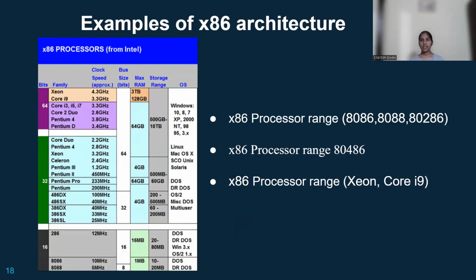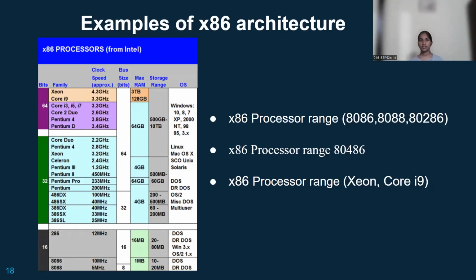x86 processor range 8486. Mainly, this range of processors belongs to 32-bit bus size with different clock speeds. For 486SX with 40 MHz and for 486DX with 100 MHz. The physical RAM can expand to 4 GB. The storage capacity is 200 to 500 MB. This is capable for operating systems such as Windows 98, Windows 95, DOS and DR-DOS.